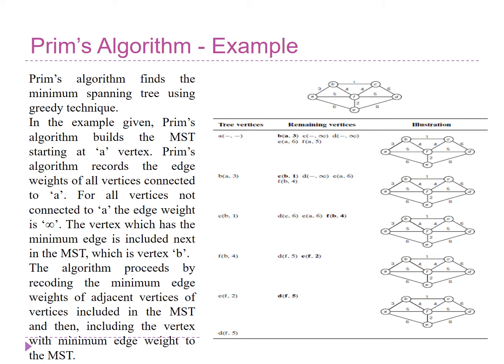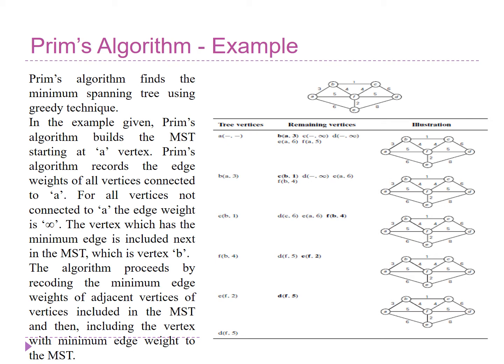Now, D is connected to vertex C with the edge weight of 6. E is connected with vertex A with the edge weight of 6, and F is connected with vertex B with the edge weight of 4. Now F has the minimum edge weight with its connection with the vertex B, which is already included in the minimum spanning tree. Hence, F is included in the minimum spanning tree.